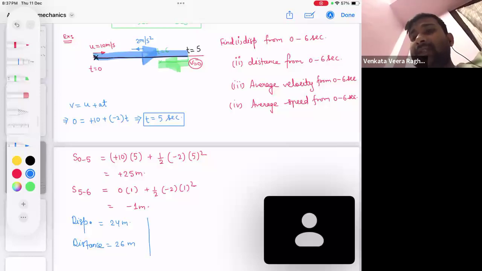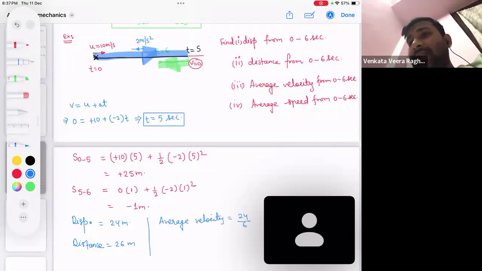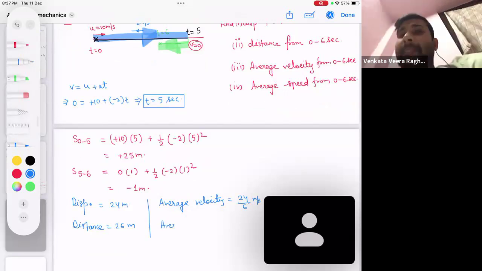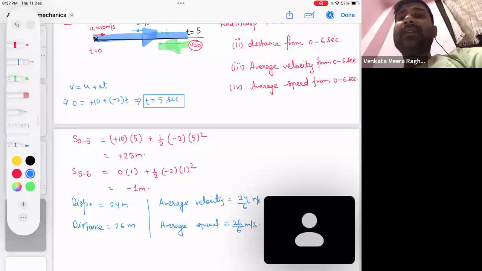Now, once the displacement and distance are known, it's very easy to calculate the average velocity and speed, isn't it? Average velocity will become total displacement by time taken, and average speed will become what? Average speed will become total distance by time taken. Please tell me, clear this one?